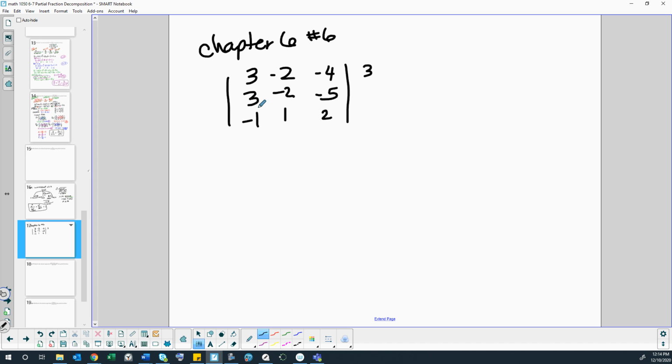So column 1 is 3, 3, negative 1. So I'm going to write that down again. Then I'm going to write down the second column: negative 2, negative 2, 1. Then the multiplication happens. So I multiply these three numbers together.